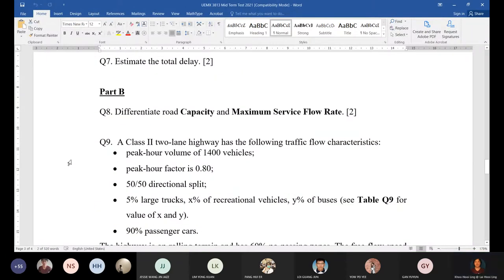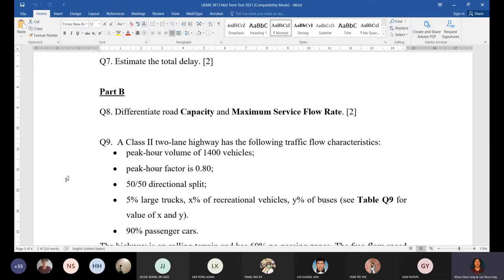Okay, Part B, question 8. Differentiate capacity and maximum service flow rate. This is even more shocking. Many students cannot answer this. This is already in the notes. How come you cannot answer? Capacity means the maximum flow rate that a road can actually accommodate. You can answer like this. So that will be the capacity.